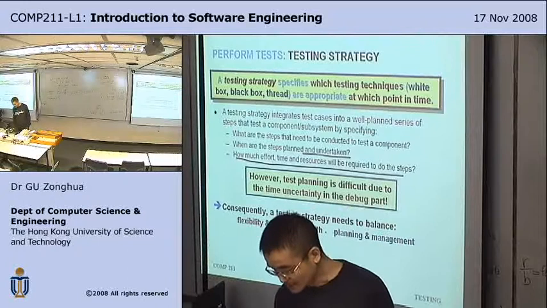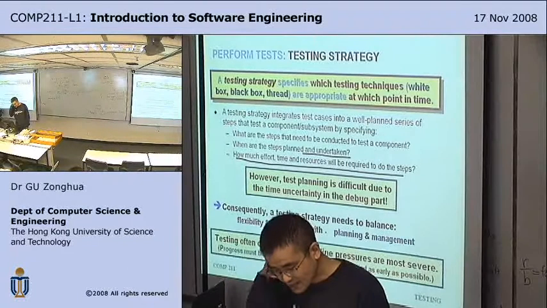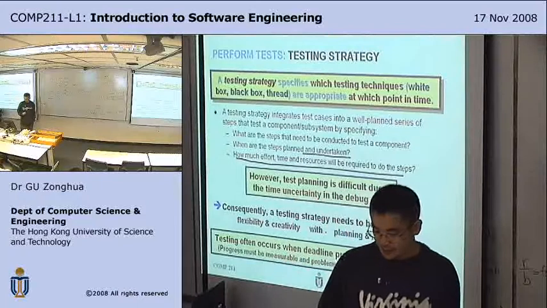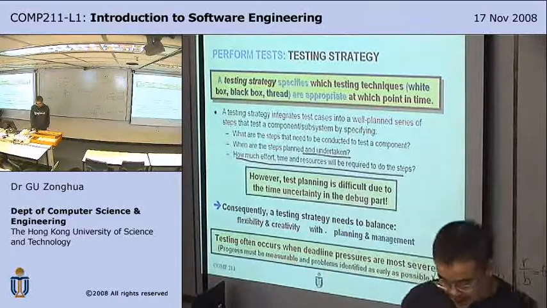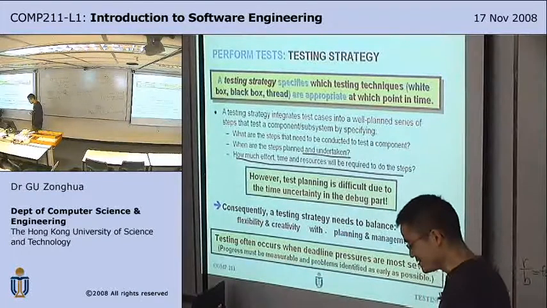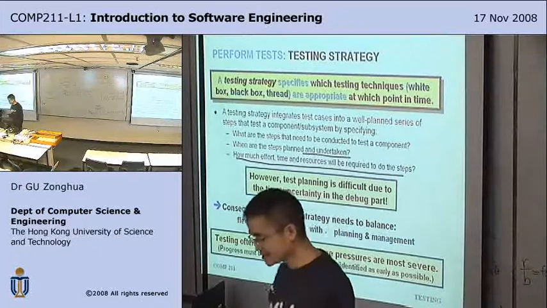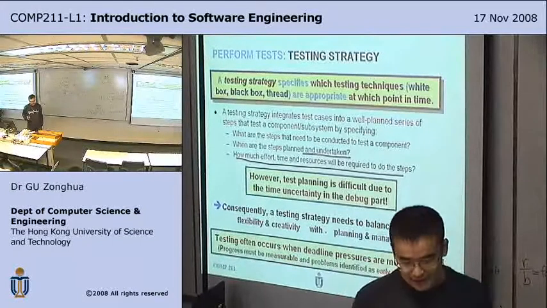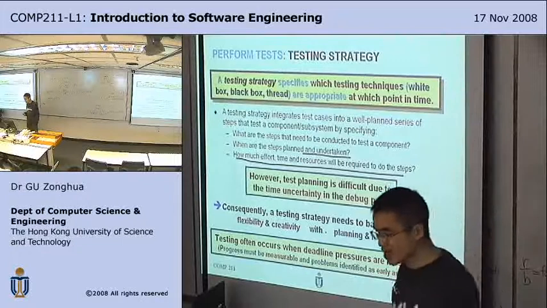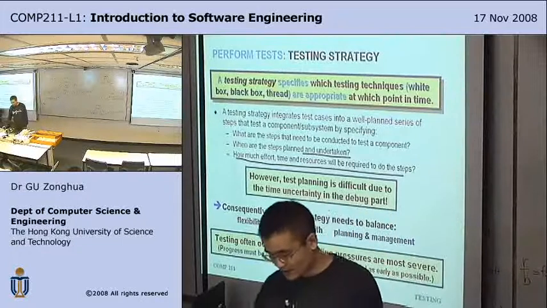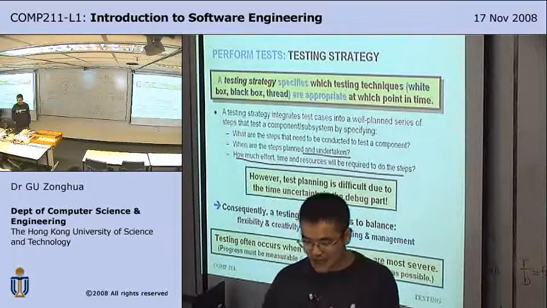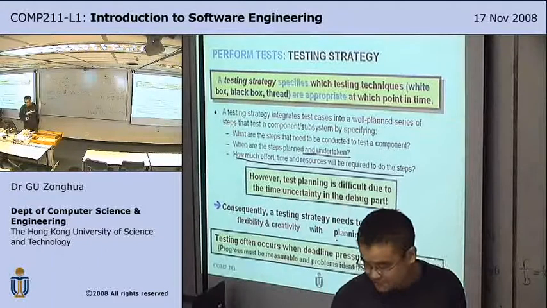problems near deadlines. So testing often occurs when deadline pressures are most severe. The most amount of testing is done, especially the integration testing, at the very end of the project, near the deadlines. So, therefore, progress must be measurable and problems identified as early as possible.